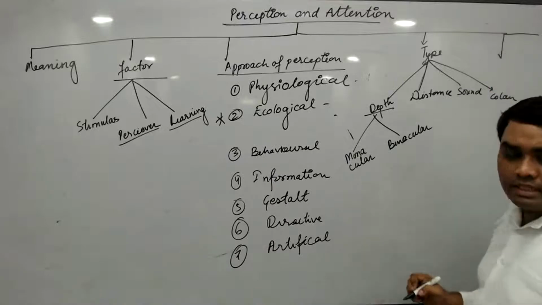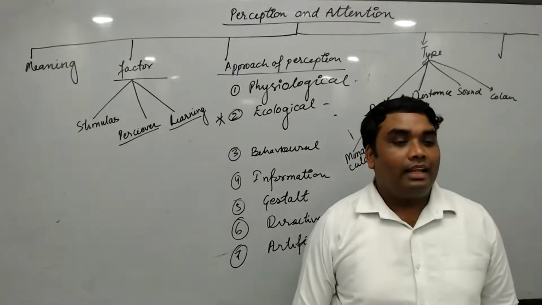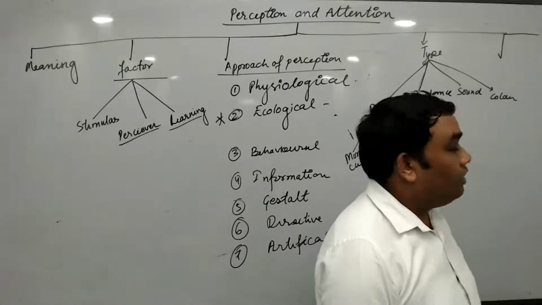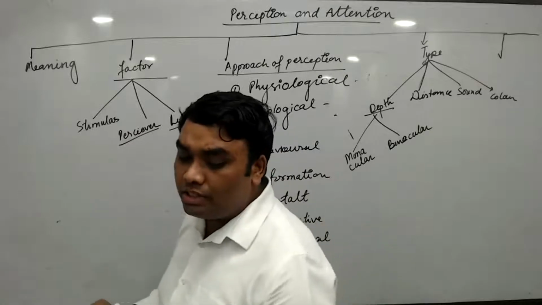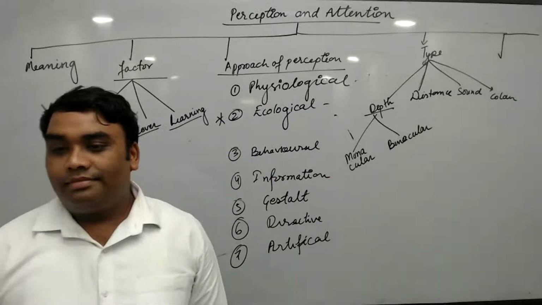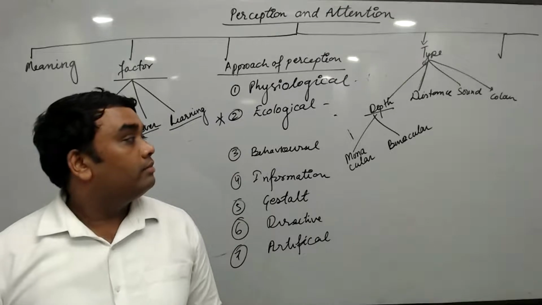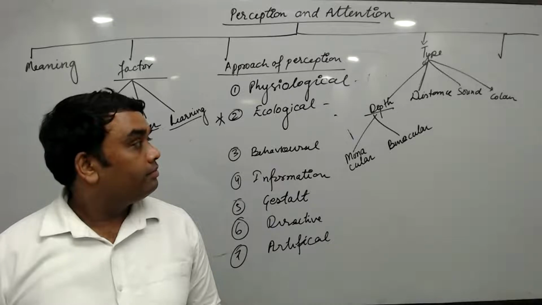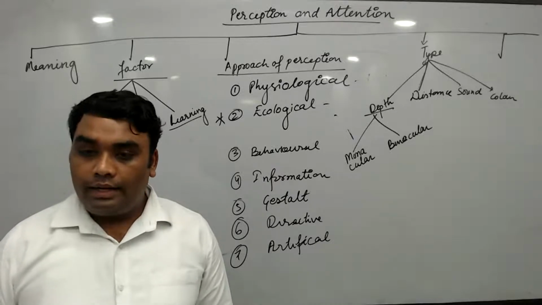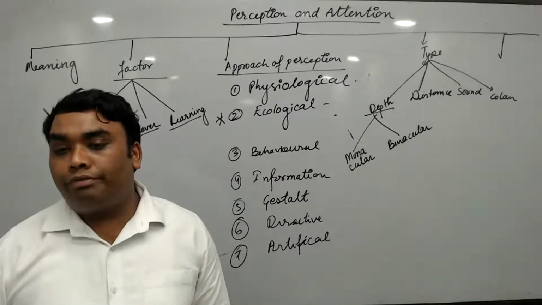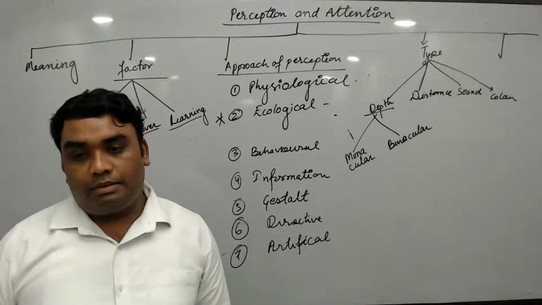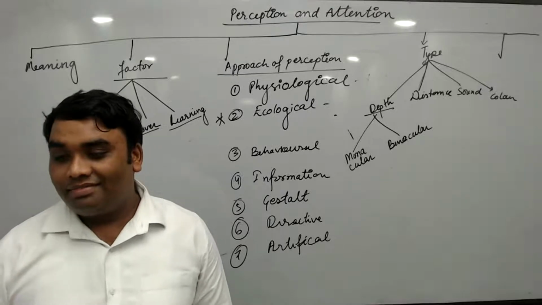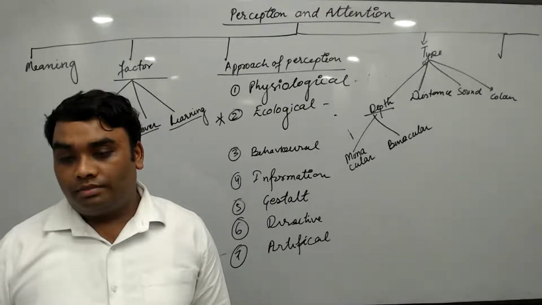Then the next concept is illusion. Illusion means Brahm. Getting? So illusion is also a type of perception. And the other is delusion.